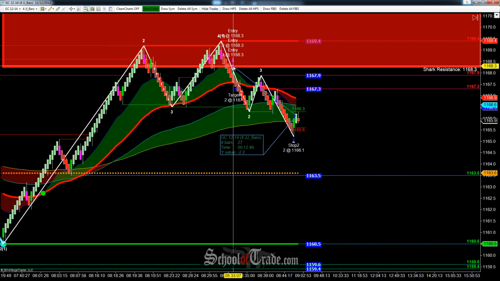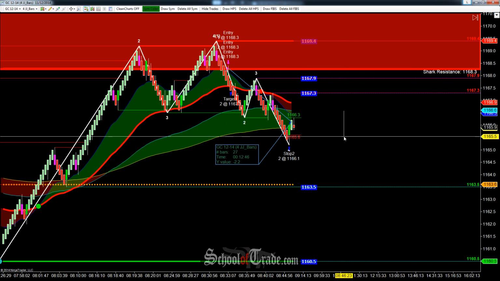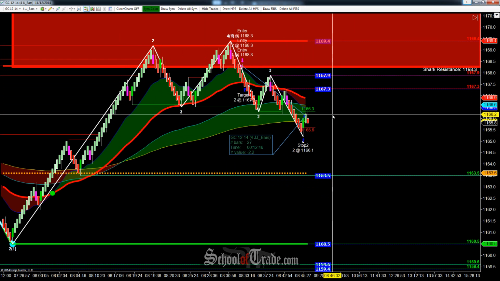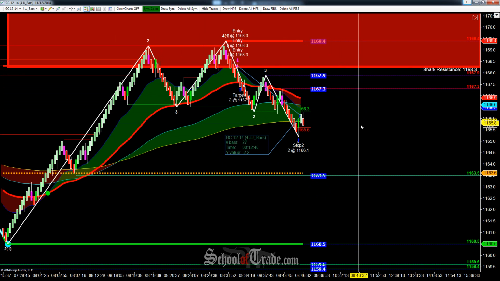It's right after the open, 8:30 in the morning. Now yesterday was a holiday, so you're kind of expecting today to be a little bit slower, but so far we're actually seeing some pretty good price action. So that's going to be the trade for today, 64 ticks.